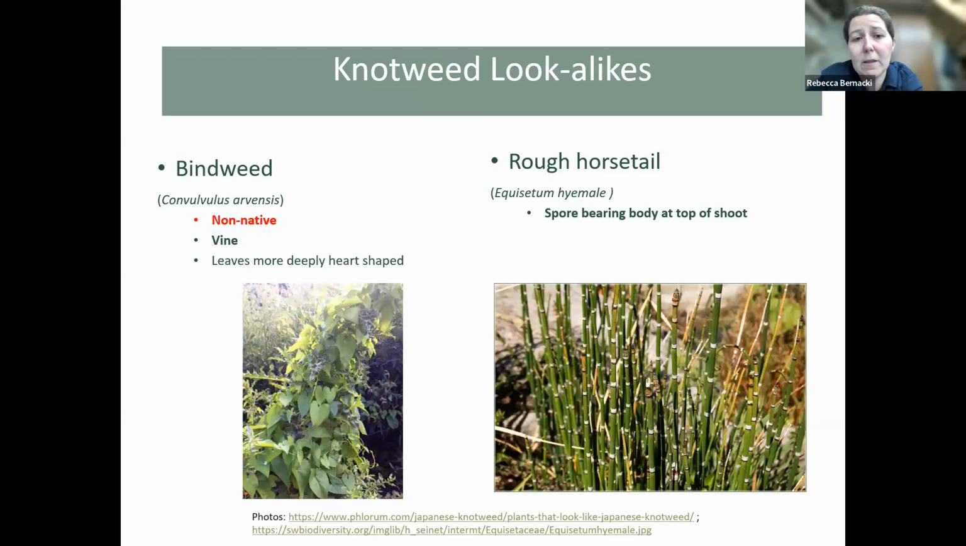Another common lookalike that we see when knotweed is small is rough horsetail. This is a native species, but it does look pretty bamboo-like, as we can see here. However, this plant only gets to about 1.5 feet, 2 feet tall. And if we look at the top of it, we'll see a yellow spore-bearing body.